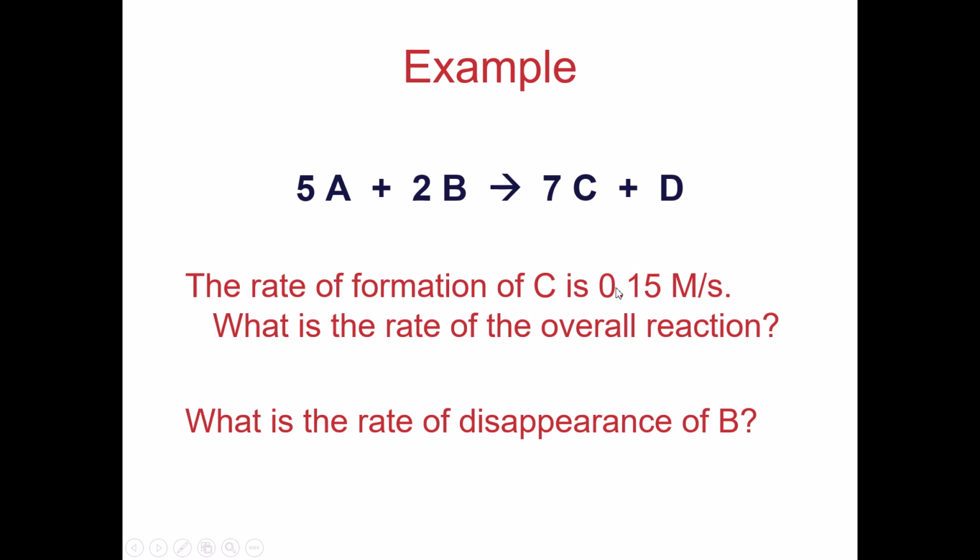So if the rate of C is 0.15, but C has a coefficient of 7, remember rate for the whole reaction has to do with a coefficient of 1. We would need to divide our rate of C by 7 to determine the rate of the whole reaction. What is the rate of disappearance of B? So again, we can compare our rate information for C to B. So we can divide by 7 to get our rate for the whole reaction, and then multiply by 2 because B has a coefficient of 2.